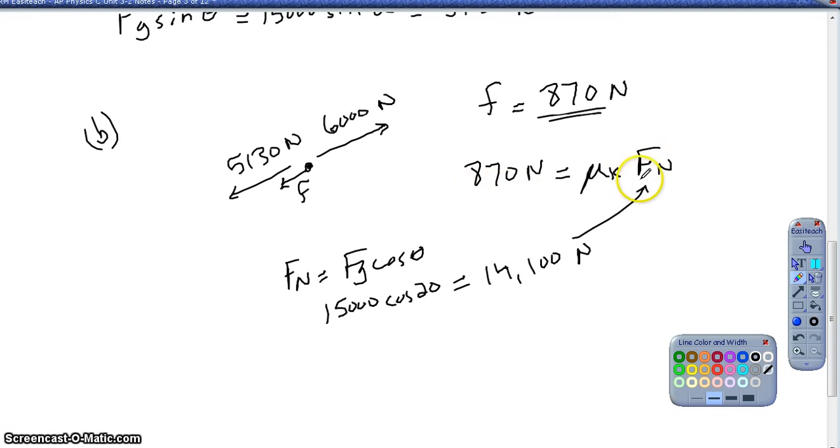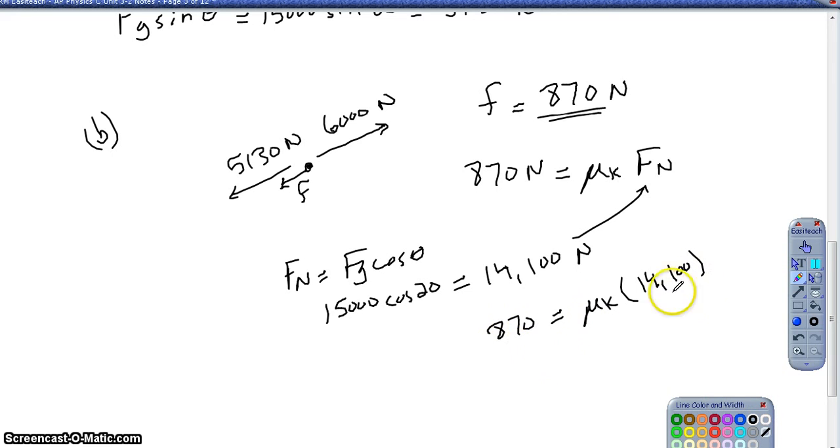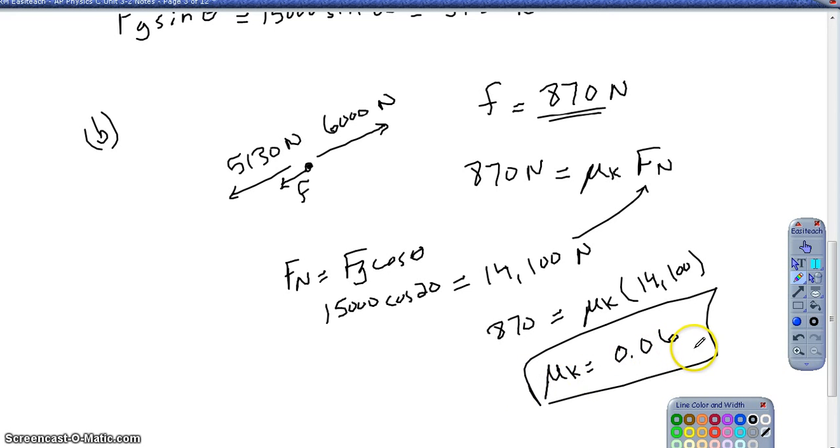I've got my frictional force, my normal force, finding the coefficient of friction. Not too bad from here. So my coefficient times the normal force of 14,100 equals 870. And obviously, just looking at the difference in these numbers, it ends up being a pretty small coefficient of friction. If that road had any more than 0.06, or somewhere around 0.06, 0.07, of kinetic friction, then we would not be able to tow this truck up the hill at a constant speed. So that's part B.